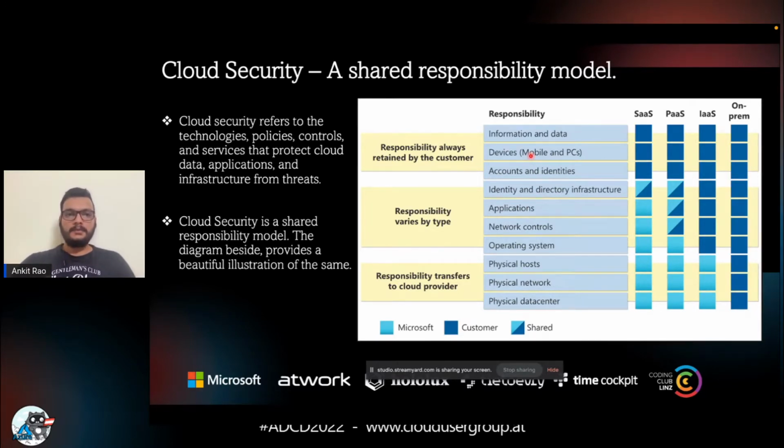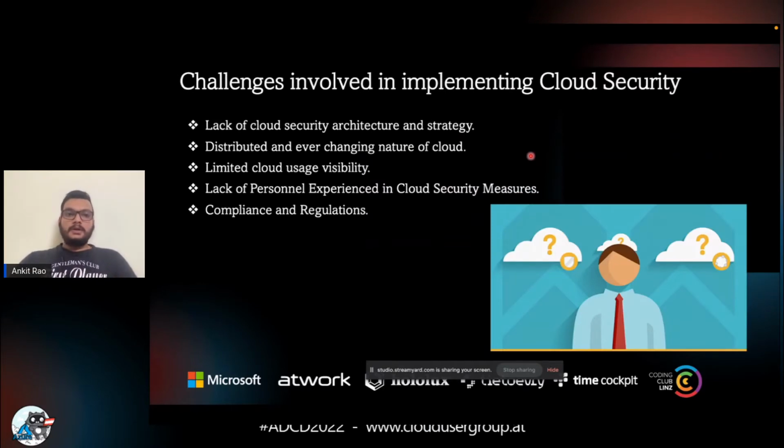Now moving ahead, we'll talk about the challenges involved in implementing cloud security. We use cloud, and we have now read or heard about cloud security, but why am I making such a big fuss about it? What are the challenges involved here? The biggest challenge is the lack of cloud security architecture and strategy. When organizations design products, or organizations which are new to cloud try to adapt to it, there is a lack of the security portion in their architecture. So one major challenge is that we need to design a secure architecture.